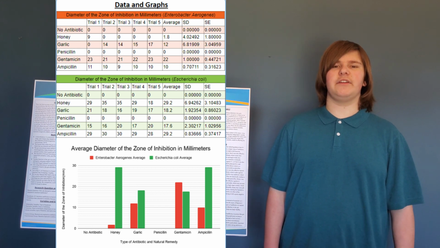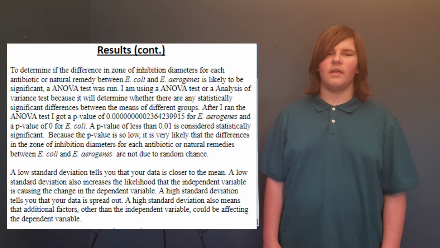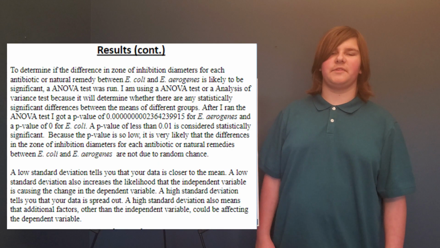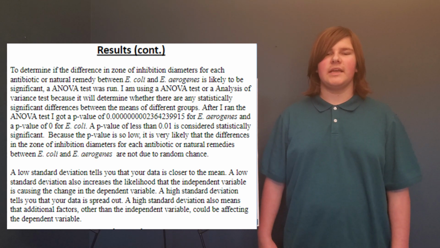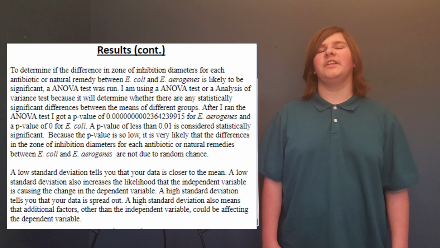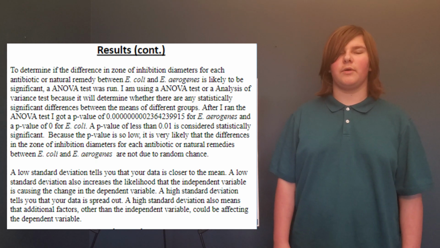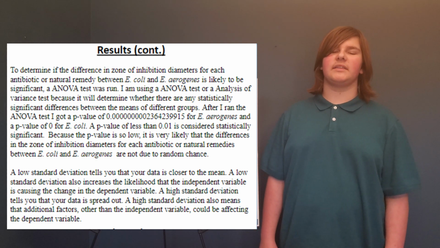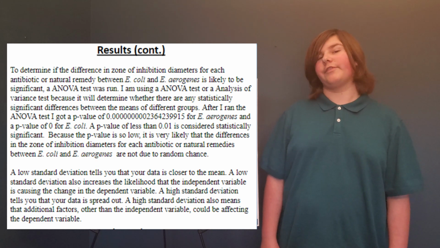Penicillin was observed to kill none of the Enterobacter aerogenes or E. coli. To determine if the difference in zone of inhibition diameters for each antibiotic or natural remedy between E. coli and Enterobacter aerogenes is likely to be significant, an ANOVA test was run. I'm using an ANOVA test, or analysis of variance test, because it will determine whether there are any statistically significant differences between the means of different groups.